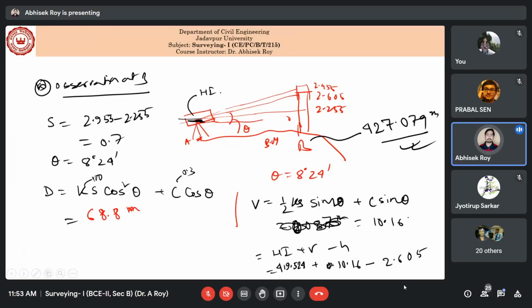So that's how when the site is inclined we will calculate. And if the site is not inclined and the staff is also vertical, then it will be very easy to calculate, right? Simple. You don't have to apply even this theta and all these things.